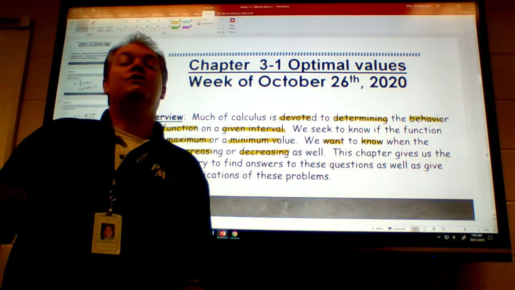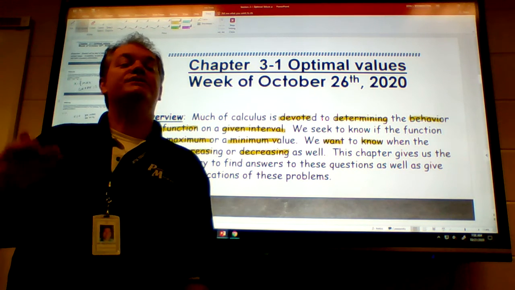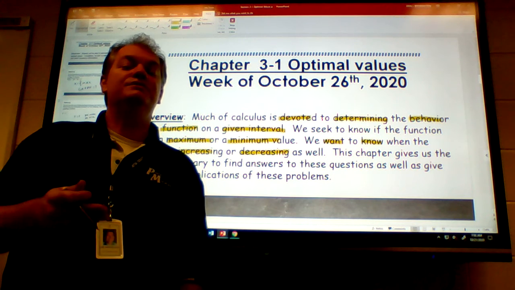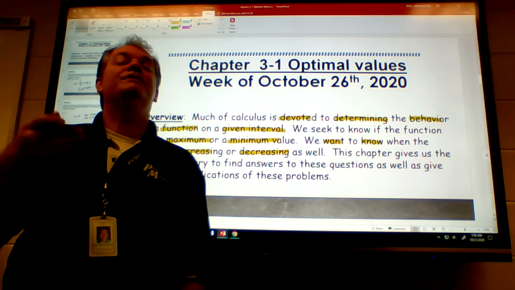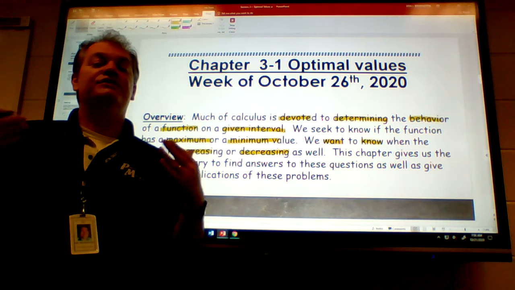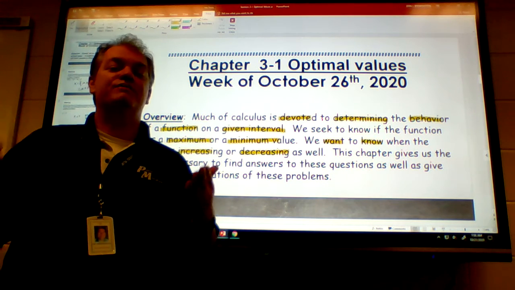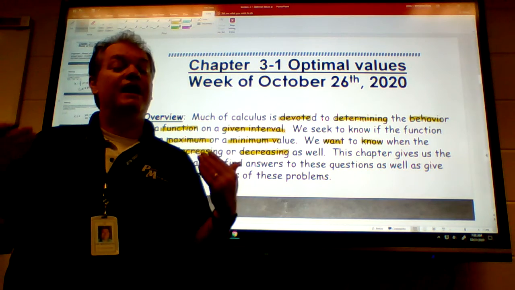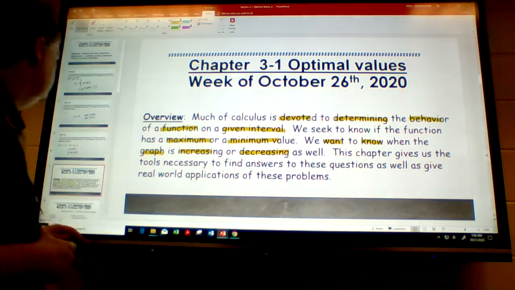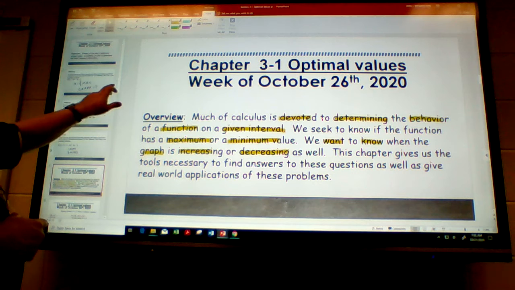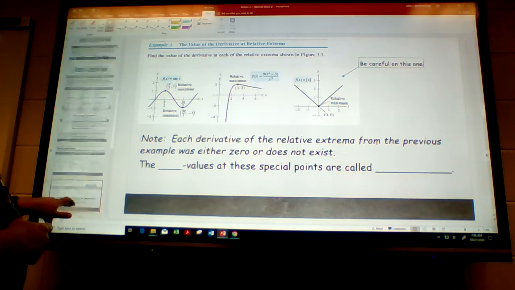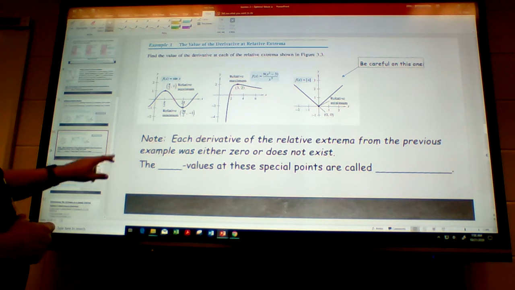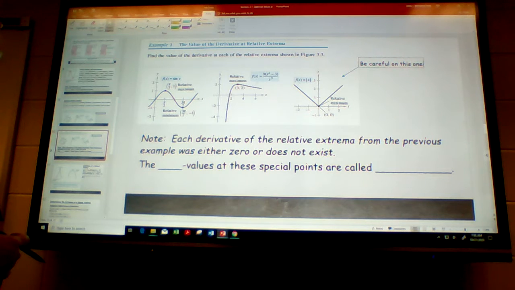Basically, you're going to be using your derivatives that you learned in chapter 2, and you're going to be applying them to what they really do. Now, you know that the derivative measures the instantaneous rate of change, such as the instantaneous rate of change of a constant is 0, as we have talked about in class. All right. Okay.